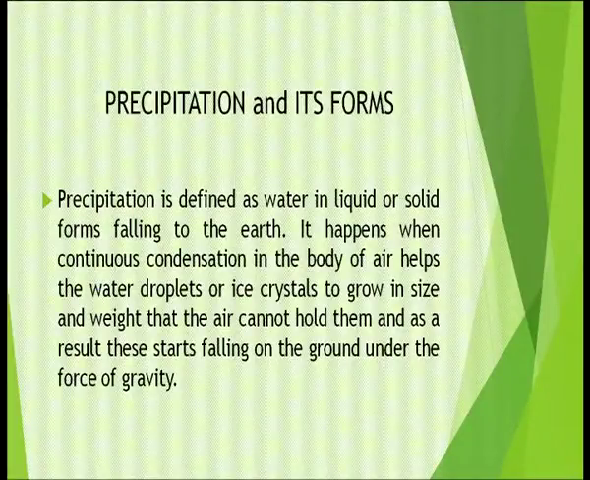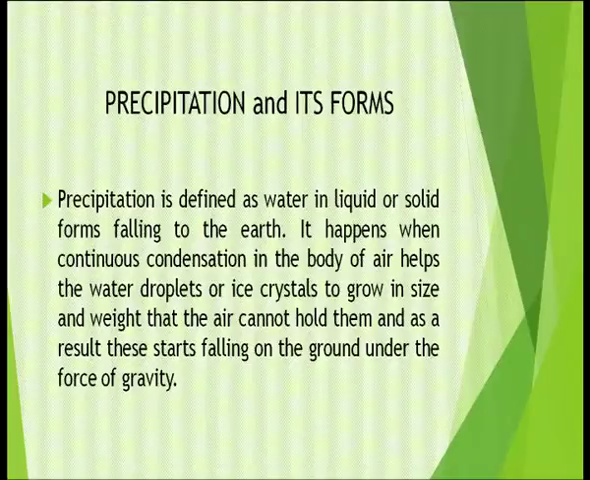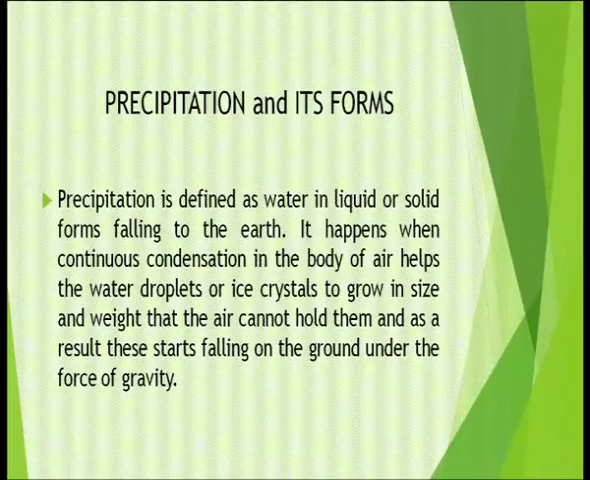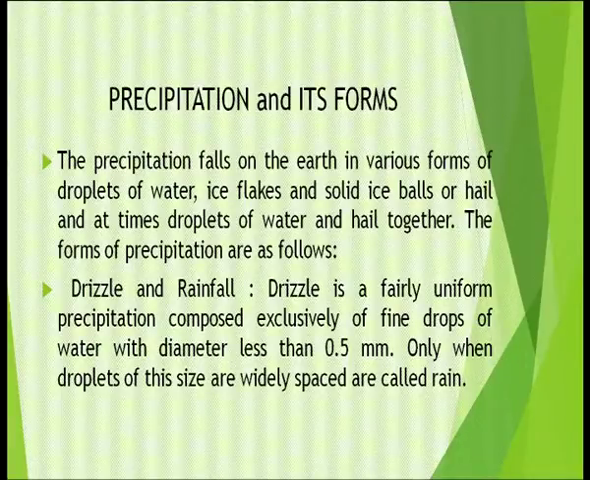Now let's move on to precipitation and its various forms. Precipitation is defined as water in liquid or solid forms falling to the earth. It happens when continuous condensation in the body of air helps the water droplets or ice crystals to grow in size and weight so that the air cannot hold them, and as a result, these start falling onto the ground under the force of gravity. The precipitation falls on the earth in various forms of droplets of water, ice flakes, solid ice balls, or hail, at times droplets of water and hail together.